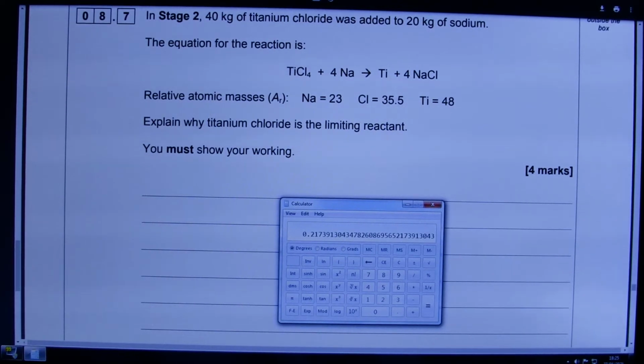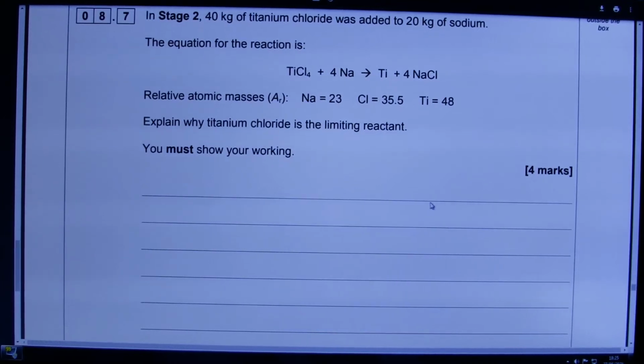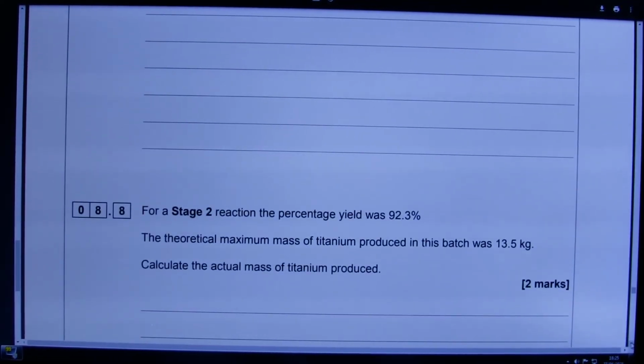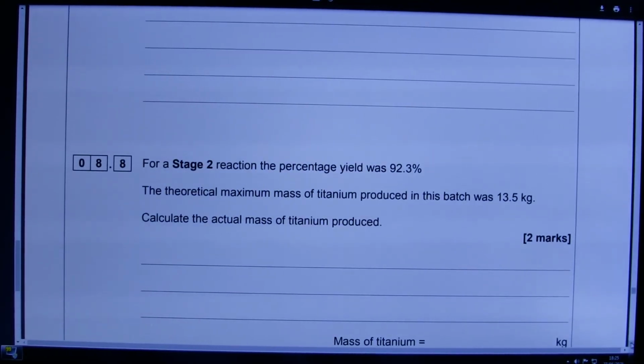5/23 is 0.21739. 4/19ths is 0.21053. So you have enough sodium to react with more titanium tetrachloride than you have. Therefore, titanium tetrachloride is the thing that runs out first. Therefore, it's the limiting factor, limiting reagent.